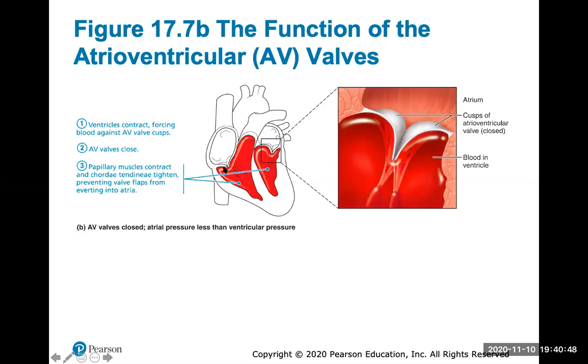So the AV valves will then slam shut. And that's the first kind of heart sound you hear in a stethoscope. And then the papillary muscles will contract and the chordae tendineae will tighten, which will prevent the valve flaps from everting back into the atria. So they'll stay closed when the ventricles eject their blood.